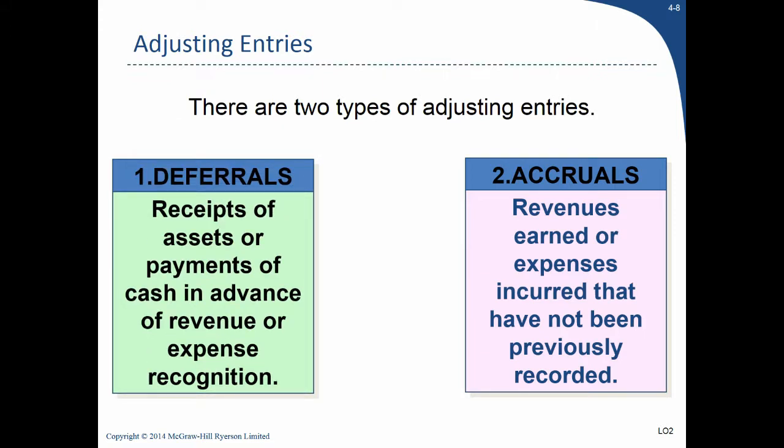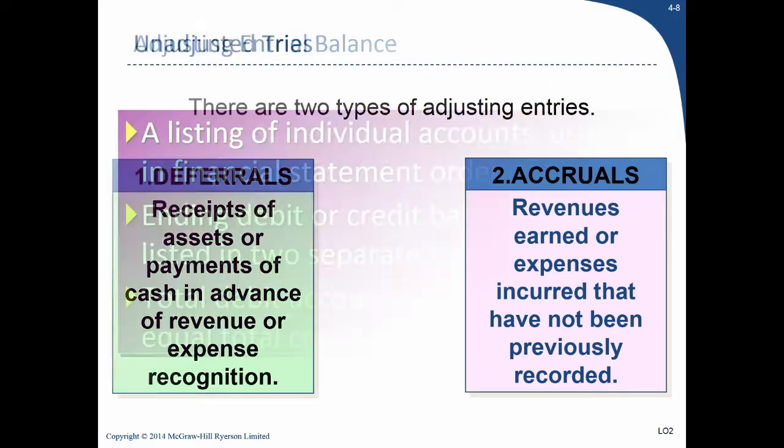Okay, so again, this should be review from last week. Deferrals are receipts of assets, meaning we get cash today, or payments of cash in advance of revenue or expense recognition. An accrual is the reverse, where we've earned the revenue or we've incurred the expense, it just hasn't been recorded yet, and we haven't paid anything yet.